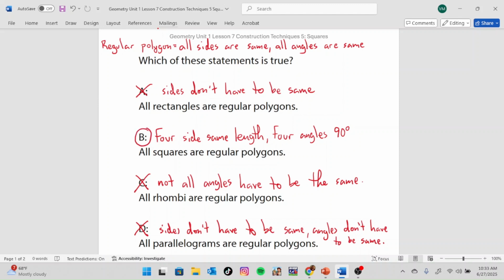A square is the only example in these 4 that is a regular polygon, because it is the only shape out of these 4 that must have all sides the same length and must have all the angles the same measurement. If you have any questions about this practice problem, please leave a comment below.